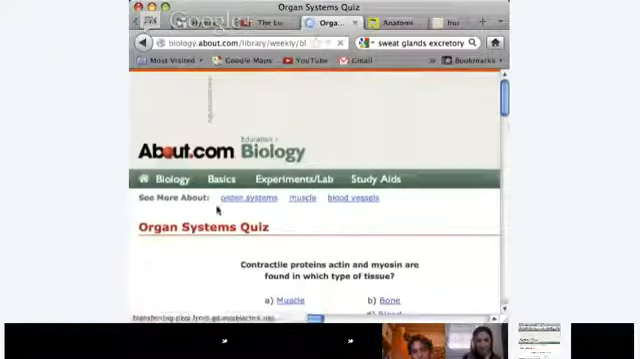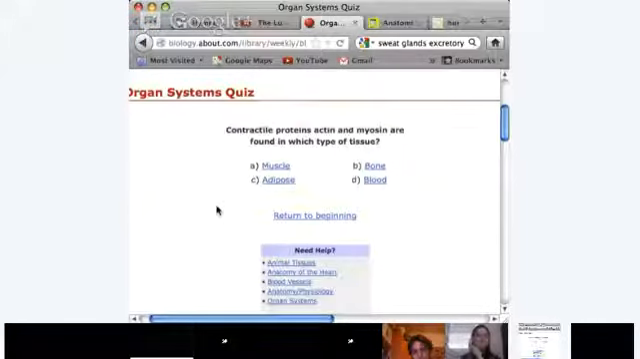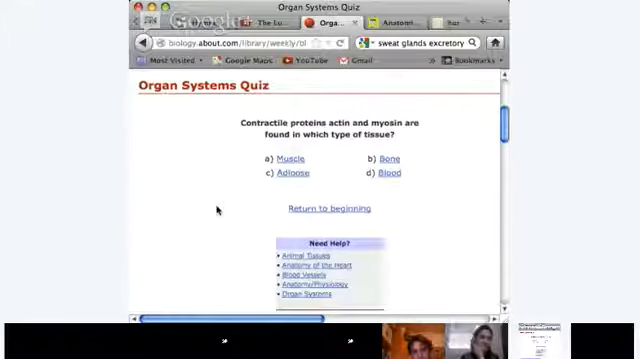Next question is, contractile proteins, actin and myosin, are found in which type of tissue? Muscle.